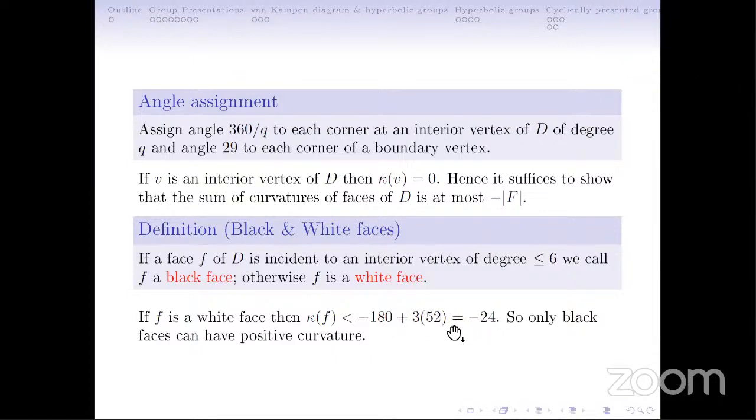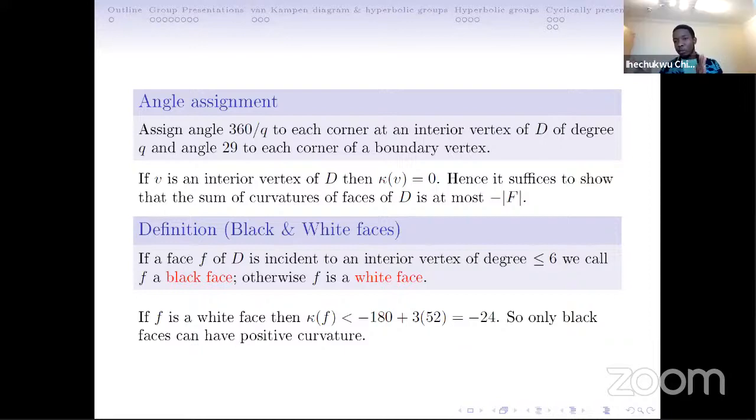And the thing I'm going to do later on is to try to redistribute the curvature from the white faces to the black faces. The negative curvatures, I'm going to move them because all I need here is really -1. So I don't need up to -24. So I'm going to move some of this negative curvature to the black faces so I can have my result in the end.